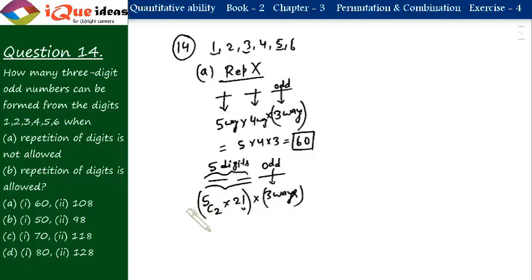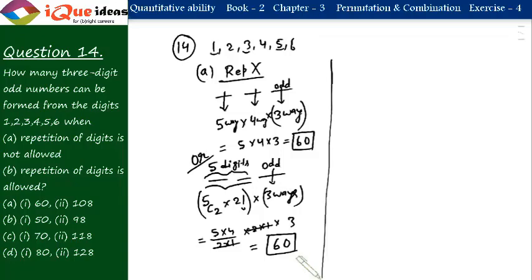Now 5C2 is 5 into 4 upon 2 into 1, into 2 into 1, into 3. So 2 and 1 cancel. 5 4s are 20 into 3, that is 60. So there are total 60 numbers in the case of repetition not allowed. Right? So these are 2 methods that we have done. Now for the second part of the question, that is repetition is allowed.